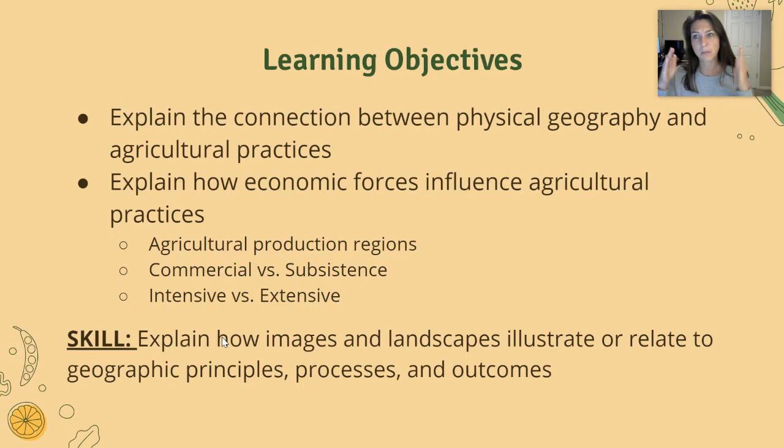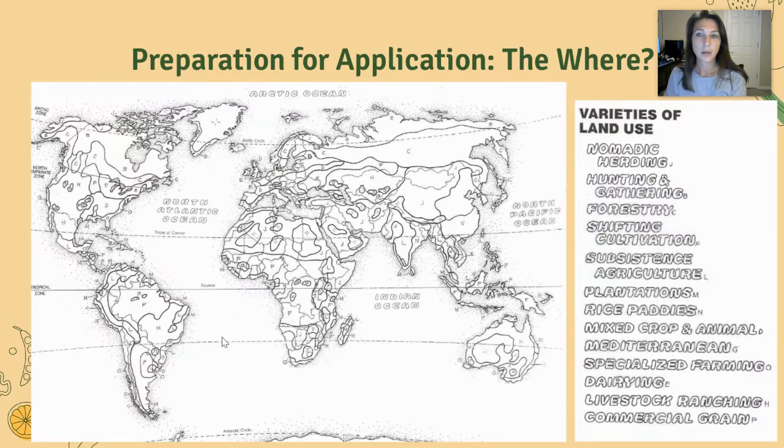So I focused in my lesson redesign on the learning targets that I knew that students struggled with the most. And then, of course, the skill that we're working on throughout this entire lesson series is explaining how images and landscapes illustrate or relate to geographic principles, processes, and outcomes. So I set this up in the same vein that you would any sort of geography class. The essential questions are: what is happening where, why is it happening there, and why should we actually care about this? And so the preparation for the application activity, the where, was a coloring page.